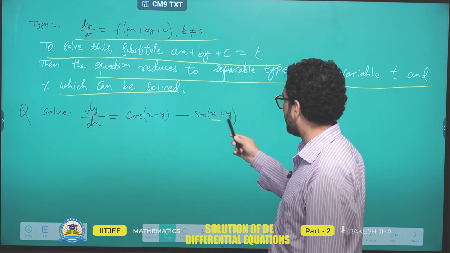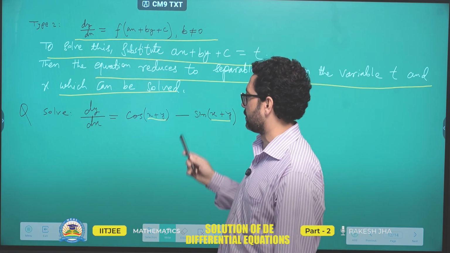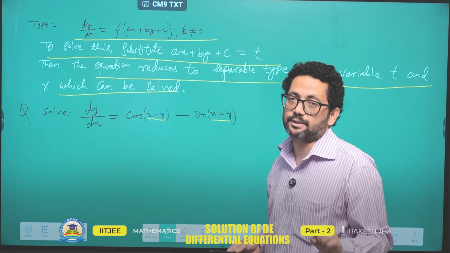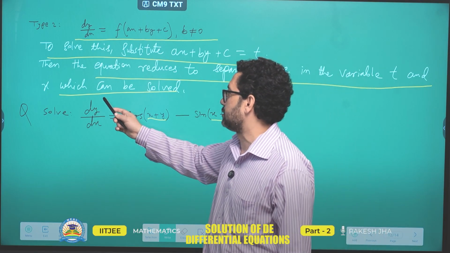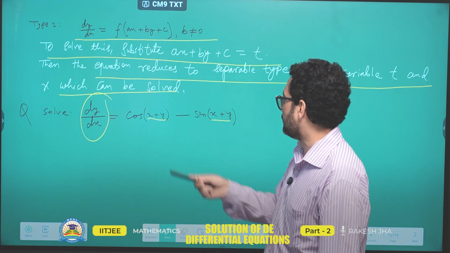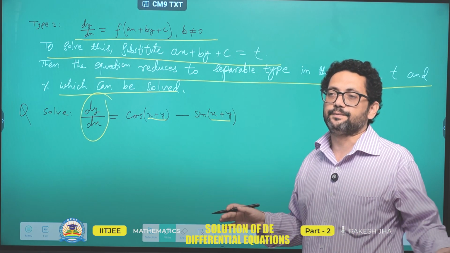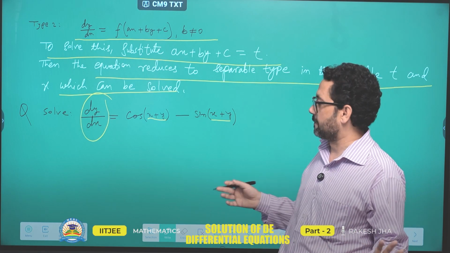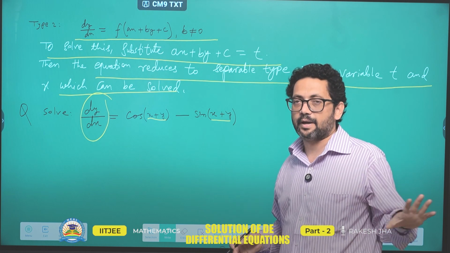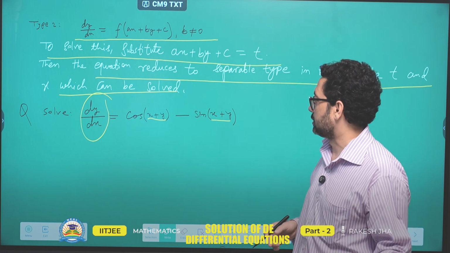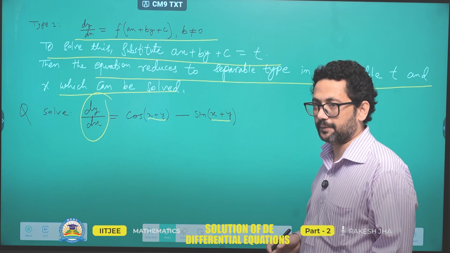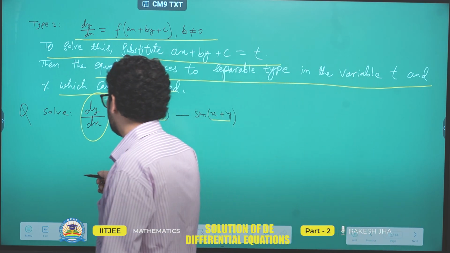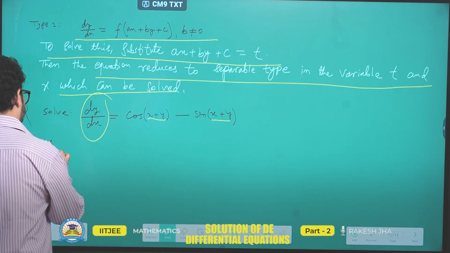So for an example, x plus y, and here also x plus y. If you put x plus y is equal to t and then differentiate it, we will be able to substitute dy by dx, and we will get everything transformed into different forms. Y will vanish, and we will get it in terms of v or t or whatever value we are putting in here.